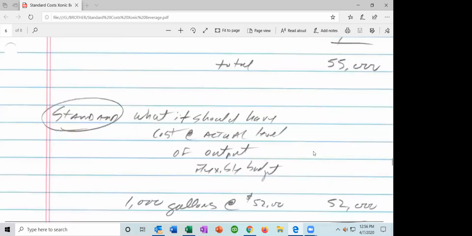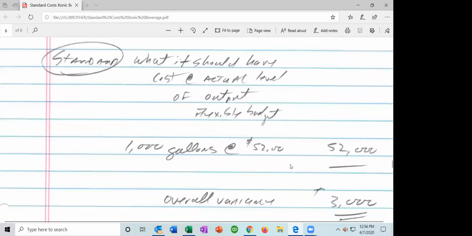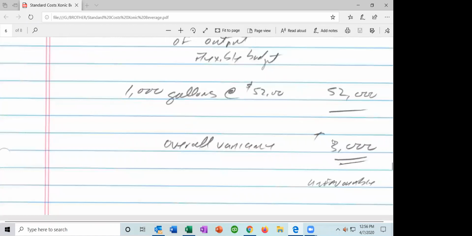The standard, as we talked about before, is what it should have cost at the actual level of output. It's the flexible budget. 1,000 gallons times $52 a gallon, $52,000. This is where you've seen it. This is the overall variances, $3,000 unfavorable.